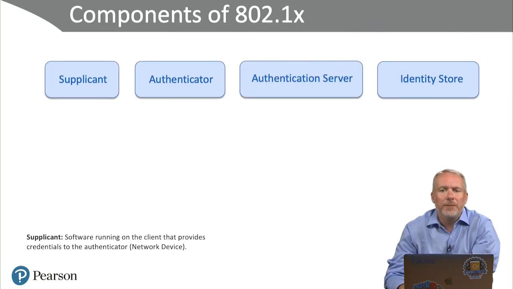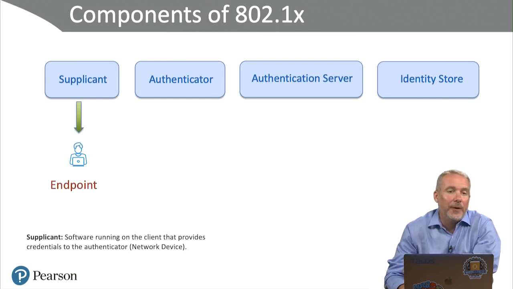There are several components that make up this process. The supplicant is basically the endpoint. The supplicant is a piece of software that runs on the endpoint, whether it's natively integrated into the operating system such as Windows or Mac or Linux, or it can be a third-party add-on such as the AnyConnect Network Access Module or Funk's Free Radius. They have a supplicant as well.